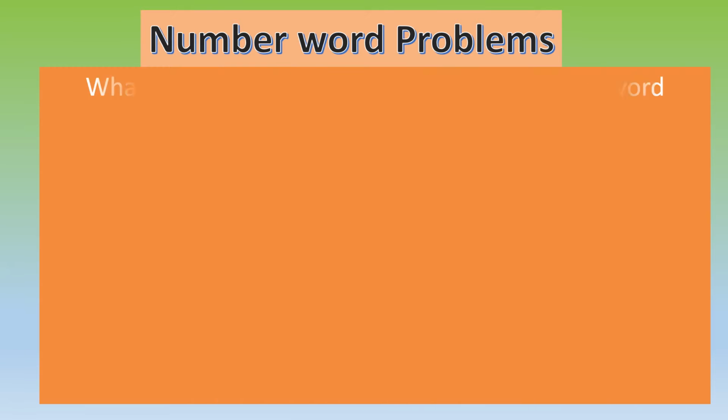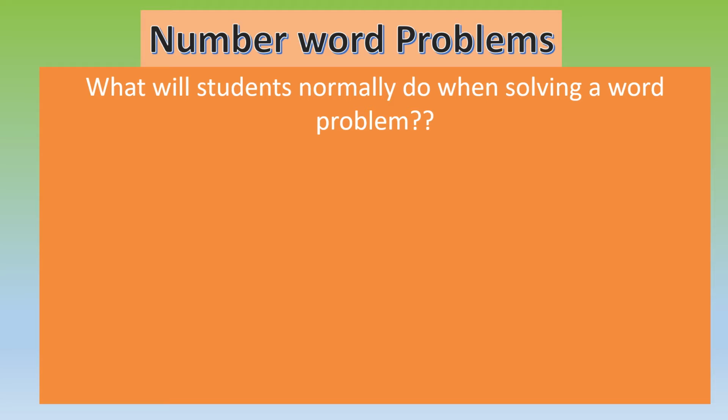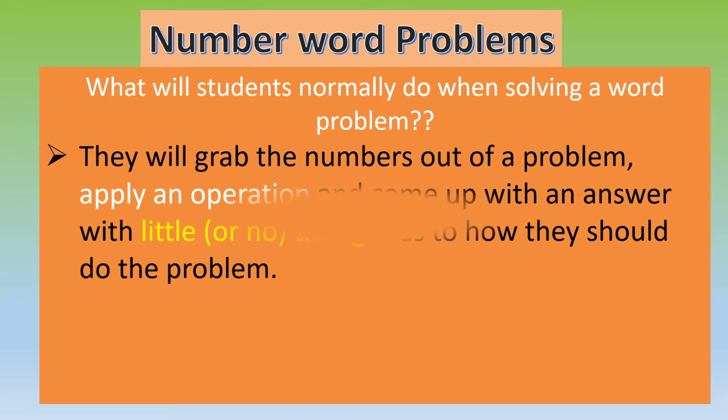So, what will students normally do when solving a word problem? ¿Qué es lo primero que ustedes hacen? So I was thinking about it and the experience I have noticed with students, they will normally do this. They will grab the numbers out of a problem, apply an operation. There are four operations. Okay? When I say operations, I mean that there's four of them. They will either do plus, they will take away, they will multiply, or they will divide. Most of the times, students will only add or subtract. So they will grab the numbers out of the problem, either add or take away, and come out with an answer with little or no thought as how they should do the problem.